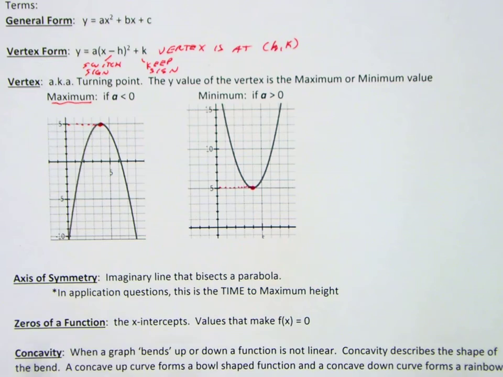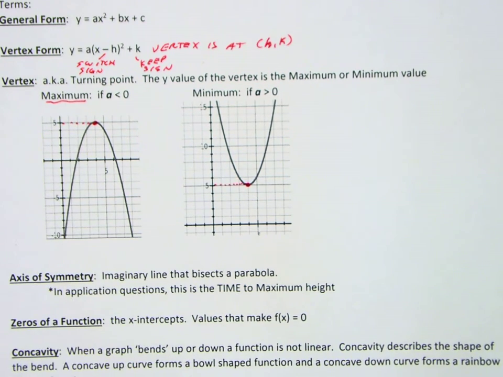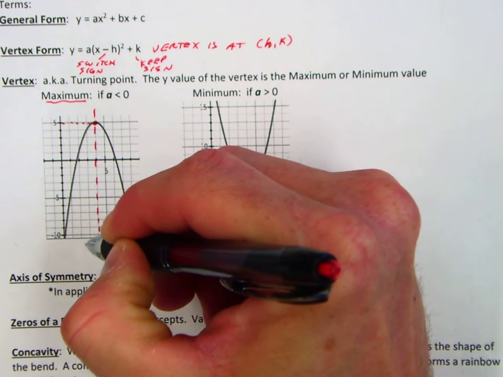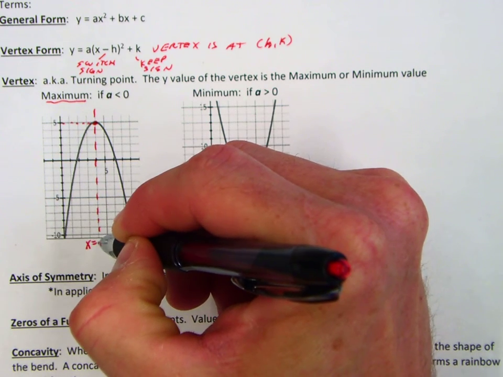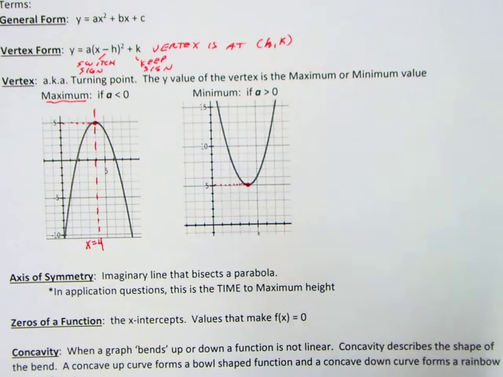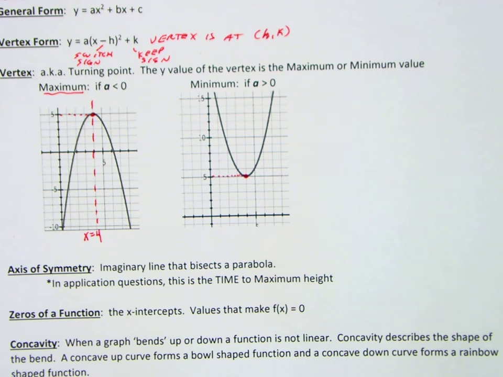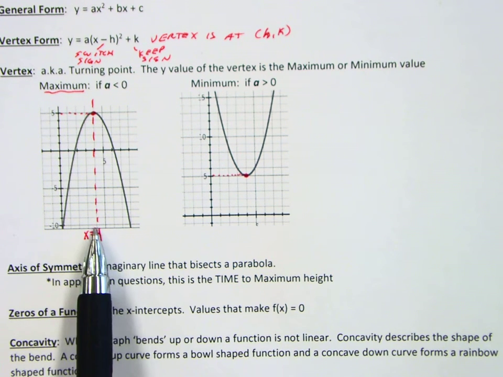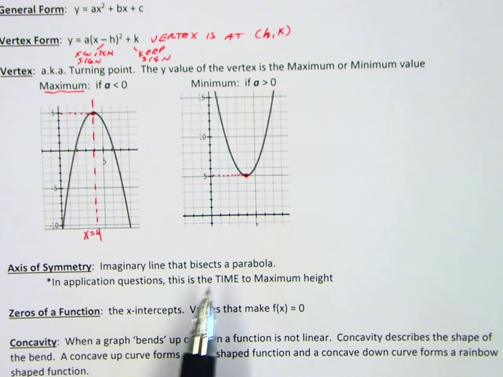All right. The axis of symmetry is the imaginary line that bisects the parabola. So that imaginary line, in this case, would be x equals something for a vertical line. It's x equals 4 in this case. When we do application questions, the axis of symmetry value is the time that it takes an object to reach its maximum height.